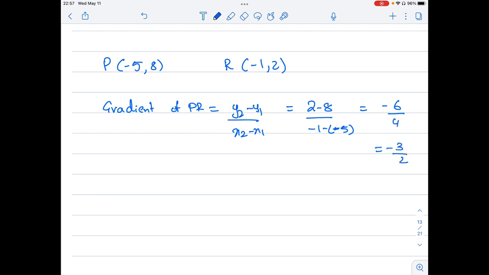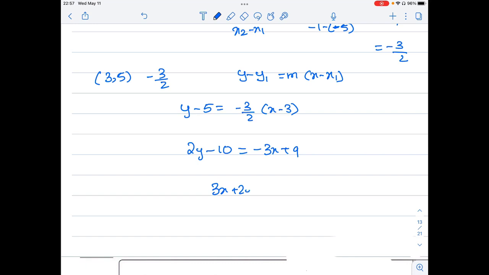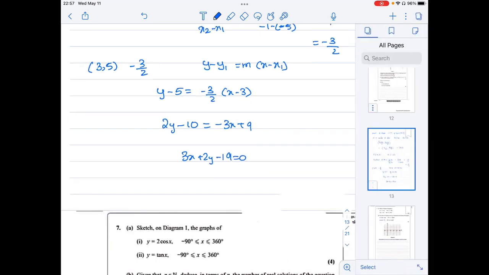So once I know the gradient, because the midpoint was 3 comma 5 and the gradient is negative 3 upon 2, I use the formula y minus y1 equals m times x minus x1. Now multiply by 2 on both sides. 2y minus 10 equals negative 3x plus 9. So 3x plus 2y minus 19 equals 0. That's going to be the answer.